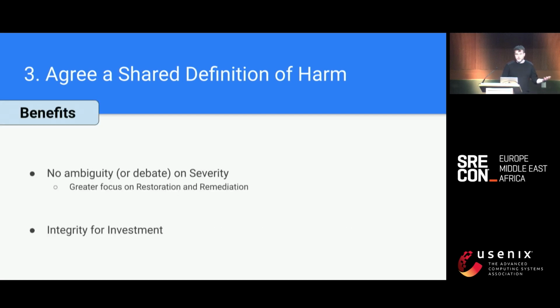So the benefits of an agreed shared definition of harm are a reduction in ambiguity around severity. I don't know if anyone's been on an incident where there has been a side conversation about whether or not we're looking at a Sev2 or a Sev3. And that's a fun piece of trivia. But in a material sense, time spent debating the relative severities of an incident is time that's not being spent on restoration. It's time that's not being spent on remediation, which is bad. And of course, the other side of it is that if we can agree a severity and agree a harm, we get integrity of investment, which is good.